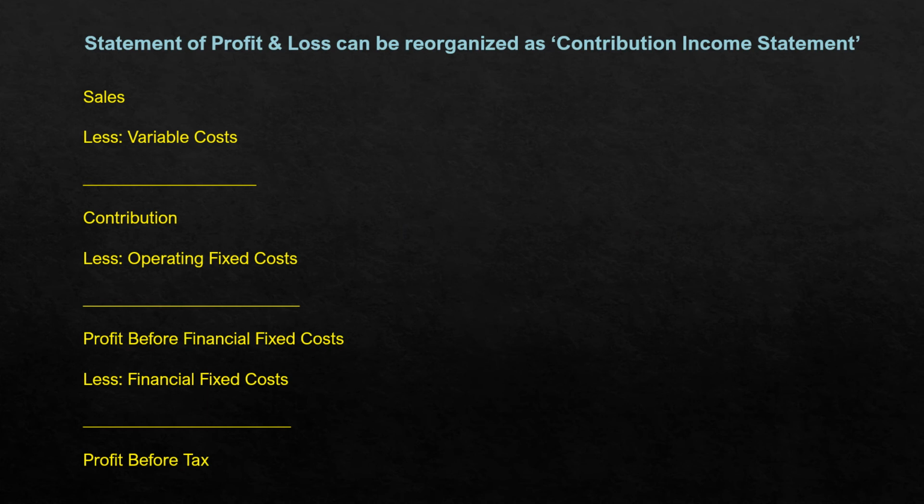Also, interestingly, the statement of profit and loss, which is published by every company as a part of its annual report, can also be reorganized as a contribution income statement using this idea of contribution. So sales less variable costs gives us contribution, as we have discussed. Contribution starts contributing to recovery of operating fixed costs. Once those are recovered, then we have profit before financial fixed costs. Then it starts contributing to recovery of financial fixed costs. And then once those are recovered, we have profit before tax. Now sales and profit before tax in both those statements is going to be exactly the same.